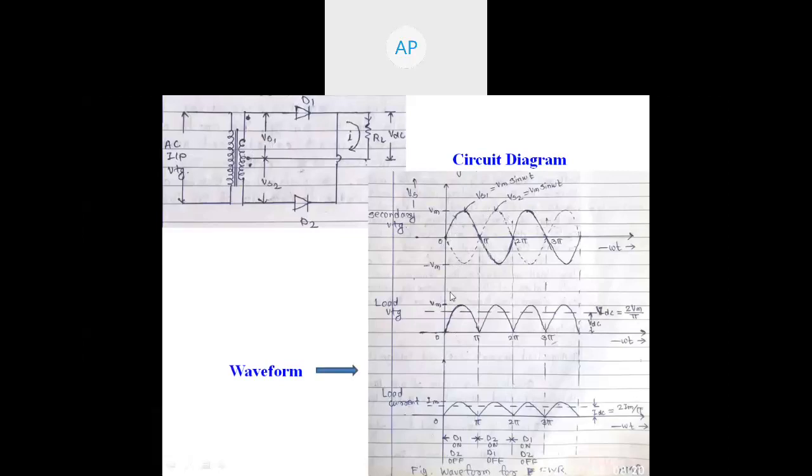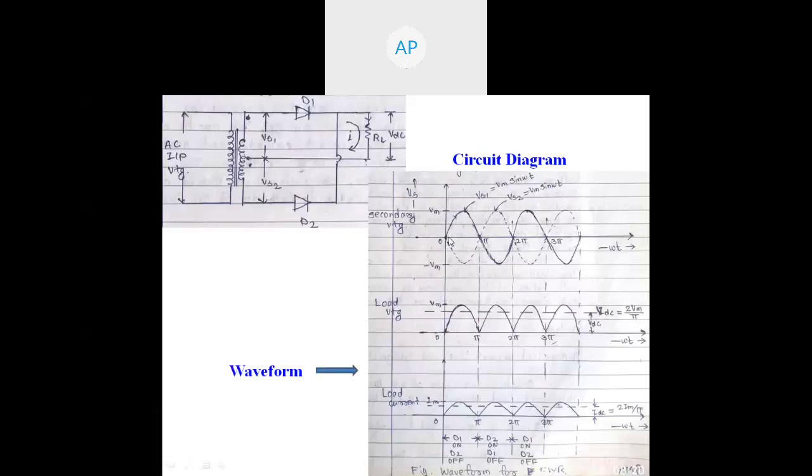Now one cycle starts from 0 and ends at 2 pi. So this is one entire cycle. For one entire cycle, during the positive half cycle, the upper half of the transformer is positive and the lower half is negative, during the interval 0 to pi. At the same time, for the pi to 2 pi interval, the upper half of the transformer is negative and the lower half is positive. Now we will concentrate on the first half cycle, the interval 0 to pi.